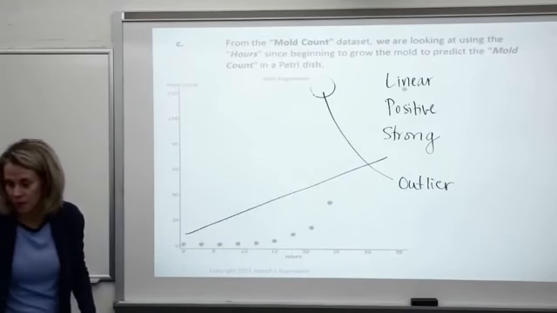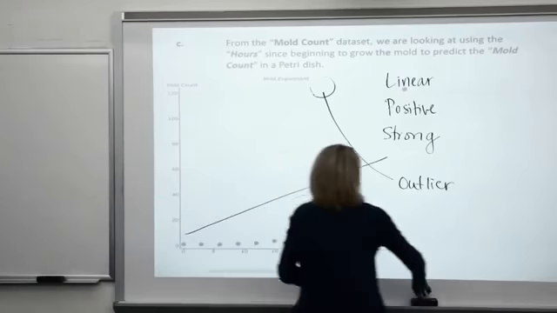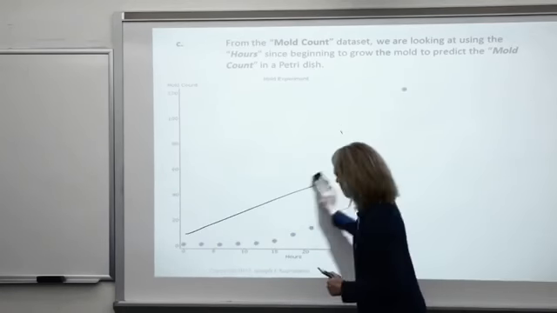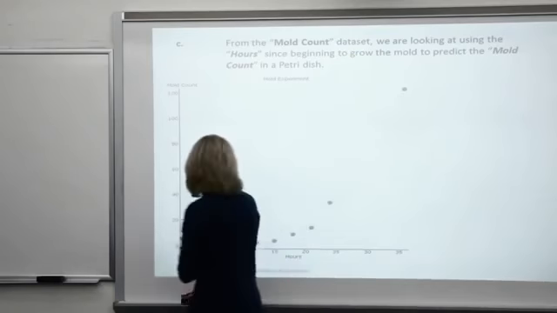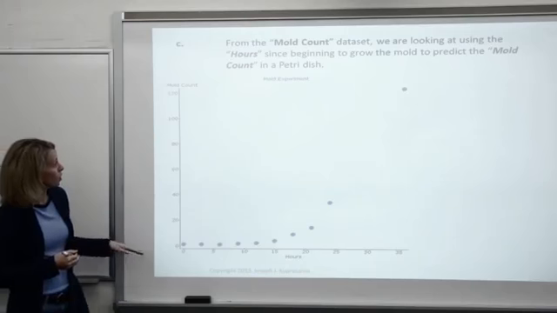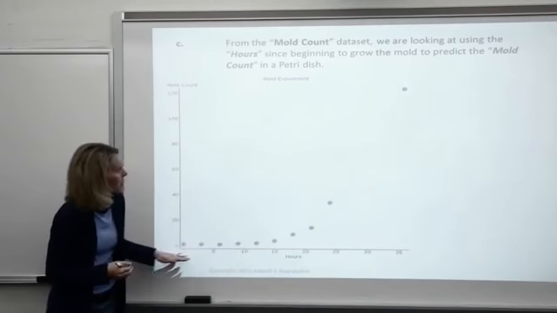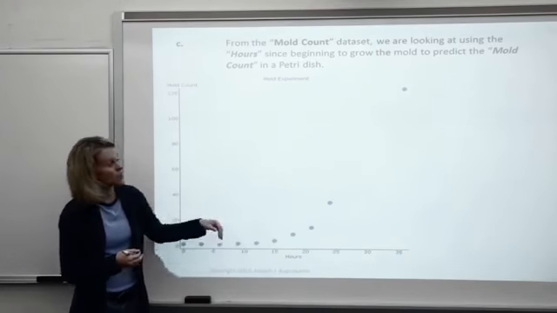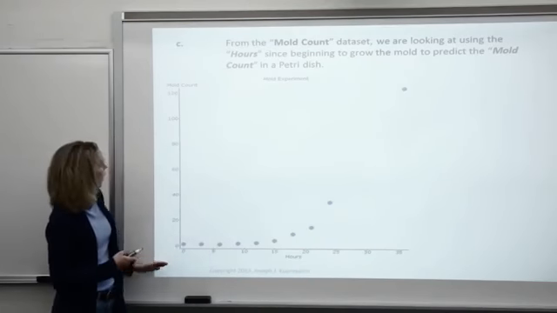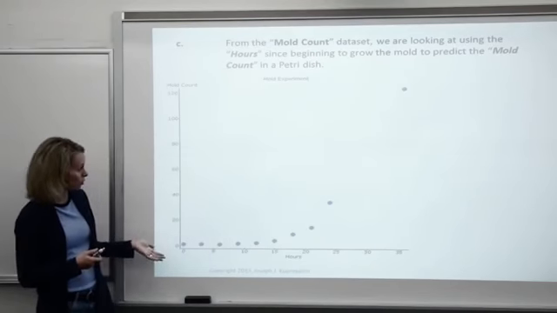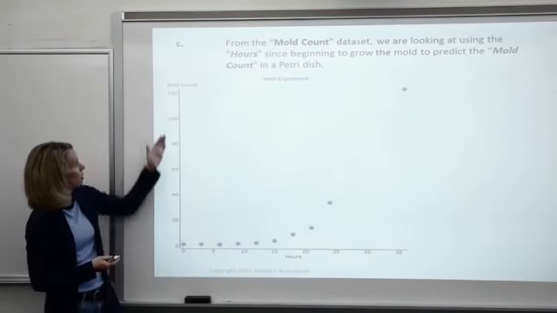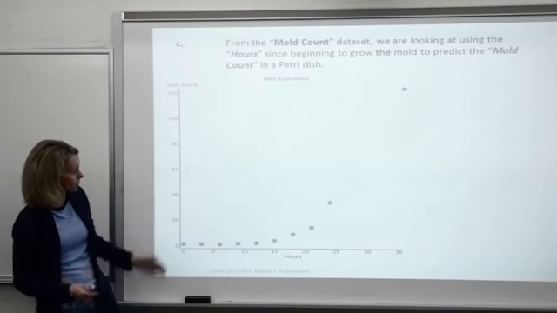Okay, one more. The last one. This is a mold count data set. We are looking at the hours on the x-axis. This is the hours since beginning to grow mold in a petri dish. And on the y-axis, we have the mold count. So we're using the amount of time as the predictor of the amount of mold.